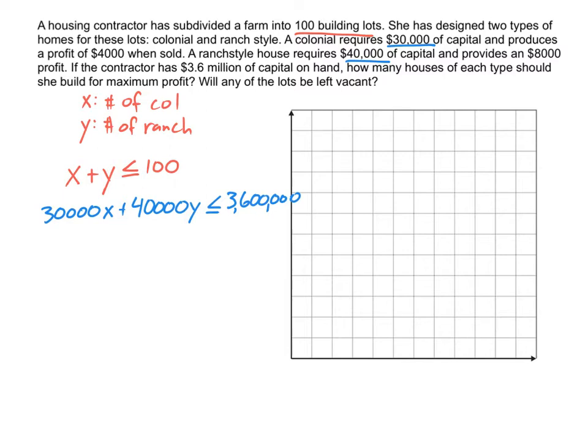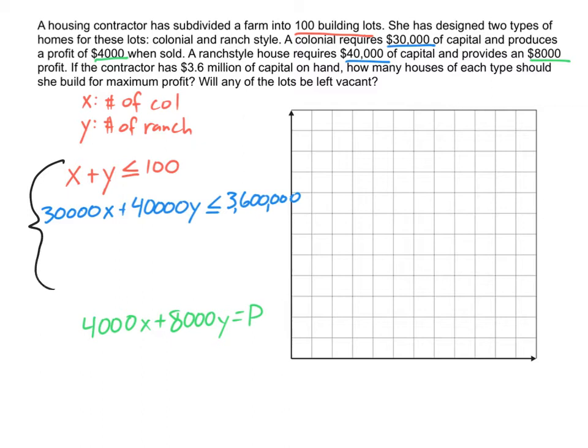Now, the money that I make is going to be $8,000 for ranch and $4,000 for the colonial. So that is going to be 4,000X plus 8,000Y, and this is going to be my profit. This right here is what I'm trying to maximize. So now I have my system of equations.